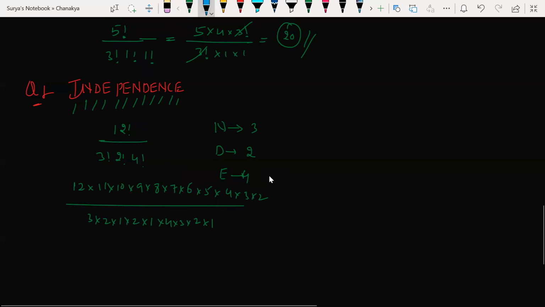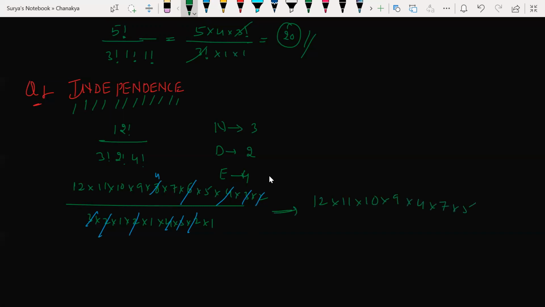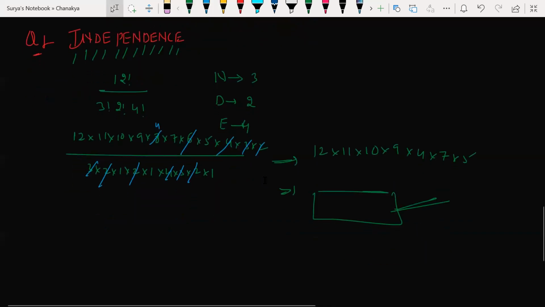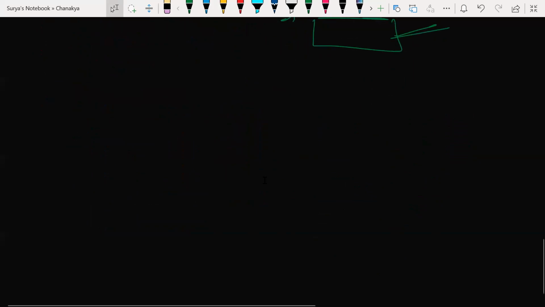You can expand it and write like this. Now look at this: 4, 3, 2, 3, 2 will get cancelled. Next, 3 into 2 is 6, I'm canceling 6. 2 ones, 2 fours. Multiply this. How come 1/2? I don't understand how you are giving a 1/2 answer. 11 into 10 into 9 into 4 into 7 into 5. This is a big number. You need not multiply it out. Leave it, no problem. For understanding purpose we are doing this. If you want to multiply, you can do it afterwards.